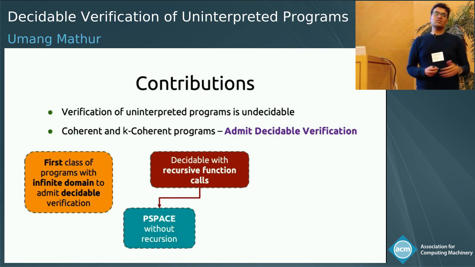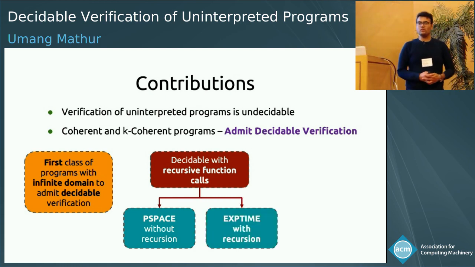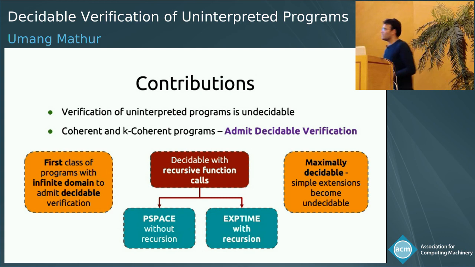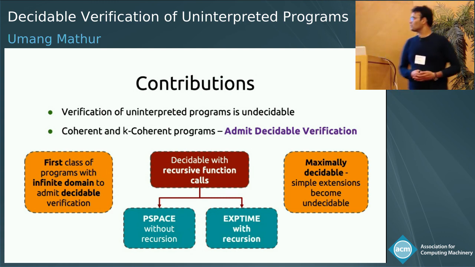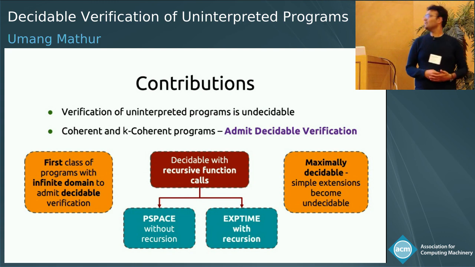When you don't have recursion, these programs are PSPACE complete. And in the presence of recursive function calls, verification is EXPTIME complete. We also give a maximal decidability kind of result that says that if you relax certain assumptions about coherence, you immediately give rise to undecidable verification.